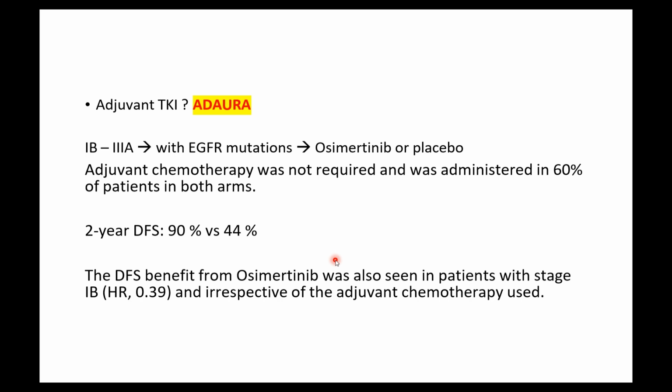Adjuvant TKIs. So this is a trial, the ADAURA, in patients with stage 1B to 3A. So stage 2 was also included. If the patients had EGFR mutations, osimertinib was compared with placebo in a randomized controlled trial, and adjuvant chemo was not required as a part of the mandate. It was administered in 60% of patients in both arms. The 2-year DFS was remarkable, 90% in patients who received osimertinib versus 44% in patients who received placebo. So irrespective of adjuvant chemo is the key.